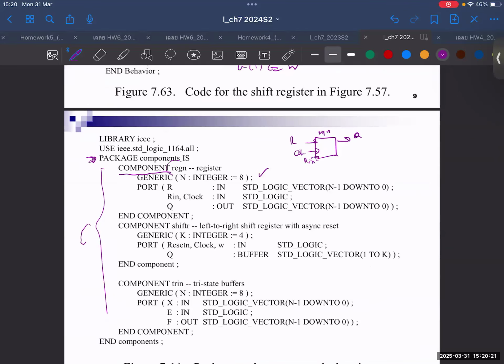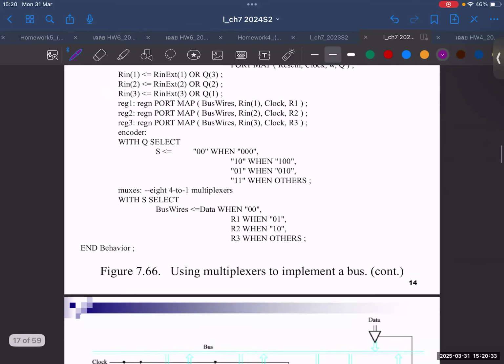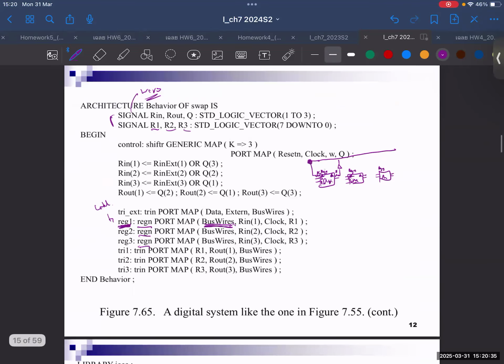You declare this component, right? The first position will be R, and the second one is R in and clock. You can see that we control it from R in 1, and then clock. The output here is defined as R1, so you output to the Y is called R1.